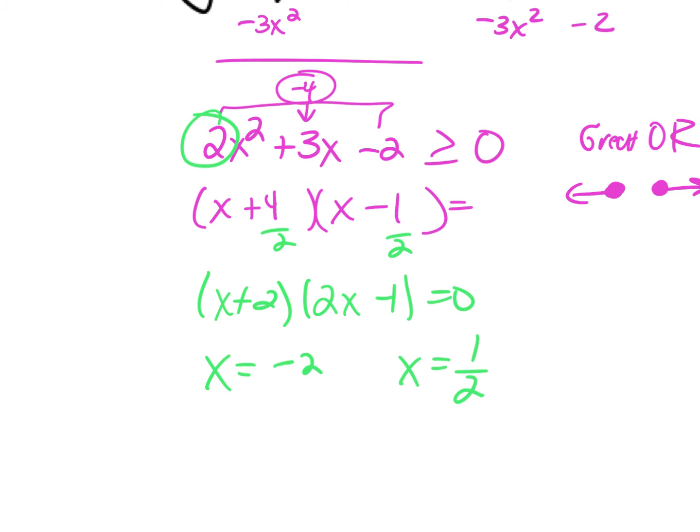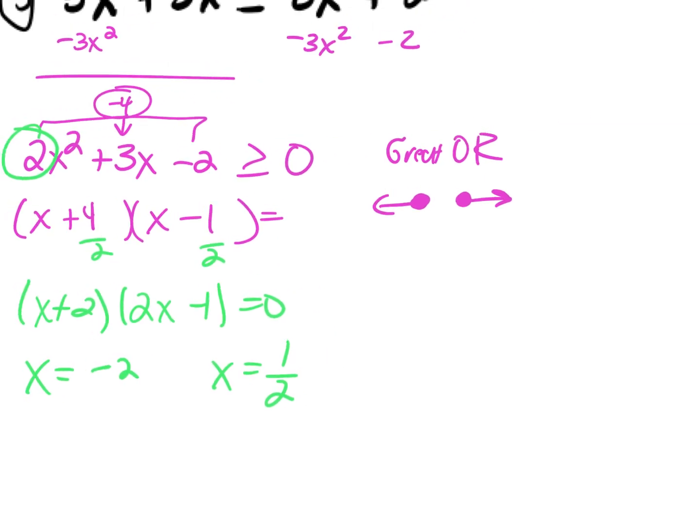How did I get that? I just solved each parenthesis, that equal to 0. So now, to your number line, I have -2 on my number line. I have 0, and I have 1/2. What did you tell me about the dots at -2 and 1/2? They're both closed, because those two values are included. And greater or equal, which way do I shade? Outside. To the left and to the right.